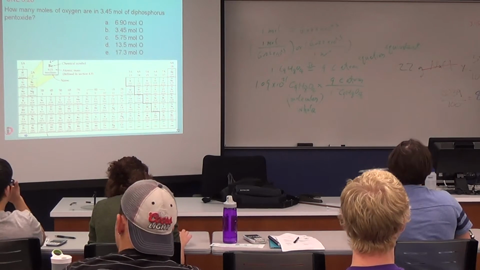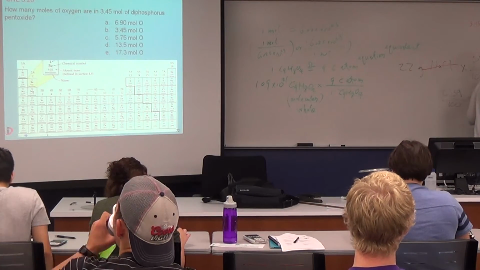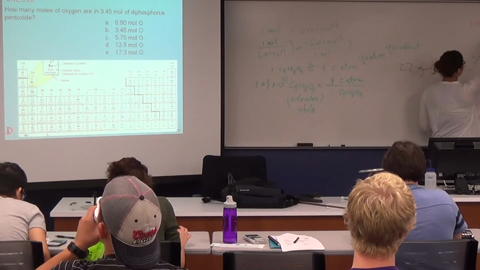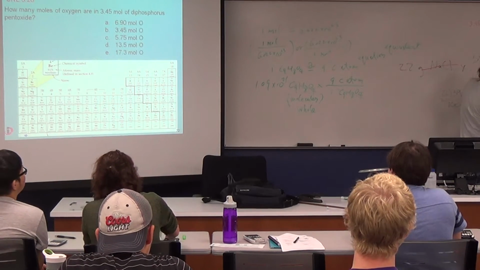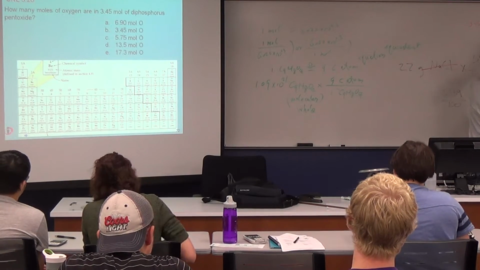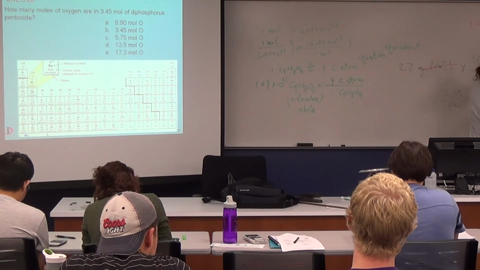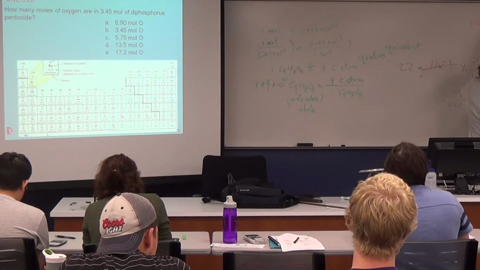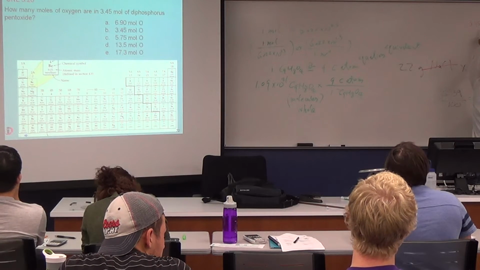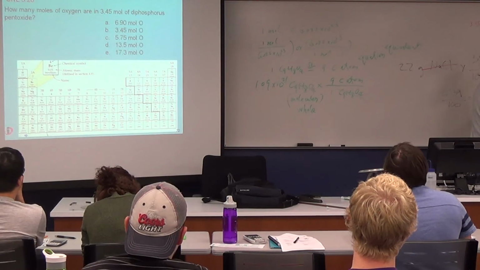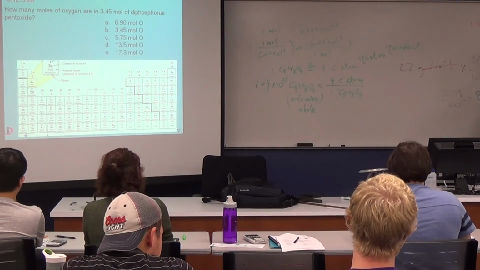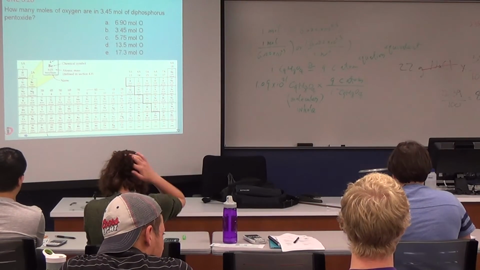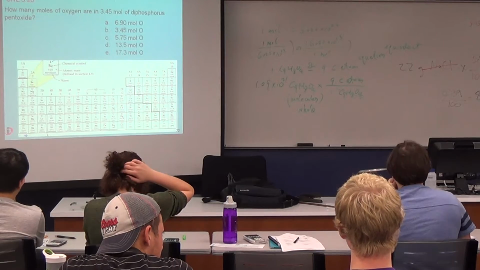Okay, tell us what you did. Oh, so they gave you the 3.45 moles of diphosphorus pentoxide, and so you know because it's pentoxide, there's 5 moles of oxygen to 1 mole of the whole compound. So then, you just multiply, and your units cancel out, so you get your moles of oxygen. Then? Right. Any questions?